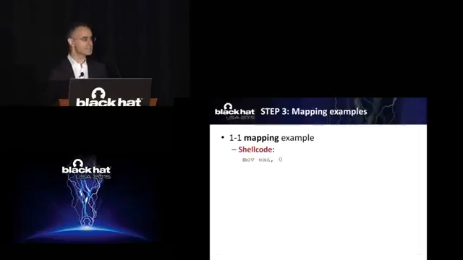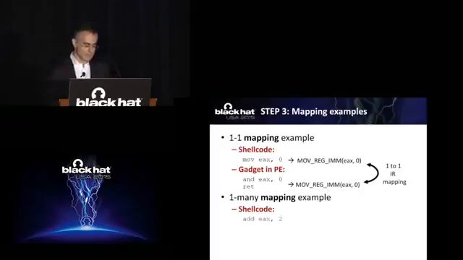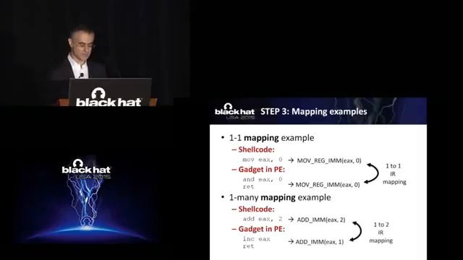Let's see an example. If we have this shellcode instruction, which belongs to this type of instruction, and this is the gadget that we found in the portable executable that also belongs to the same group of instructions, we have a one-to-one mapping. Now, if we have this instruction and the gadget instruction, here you can see we have one-to-many, one-to-two, which means we call the gadget twice in order to replace the shellcode instruction.